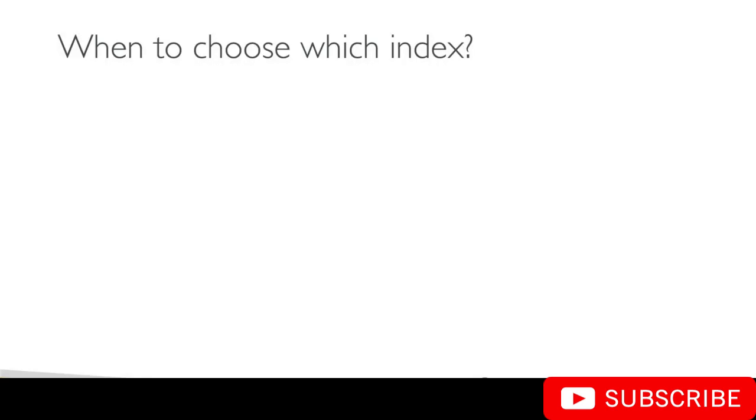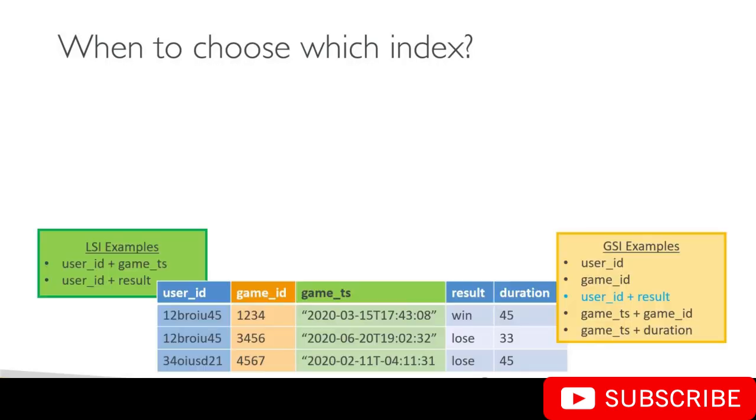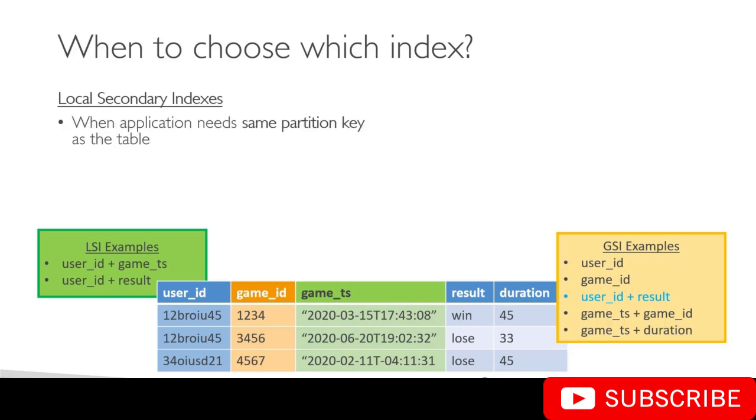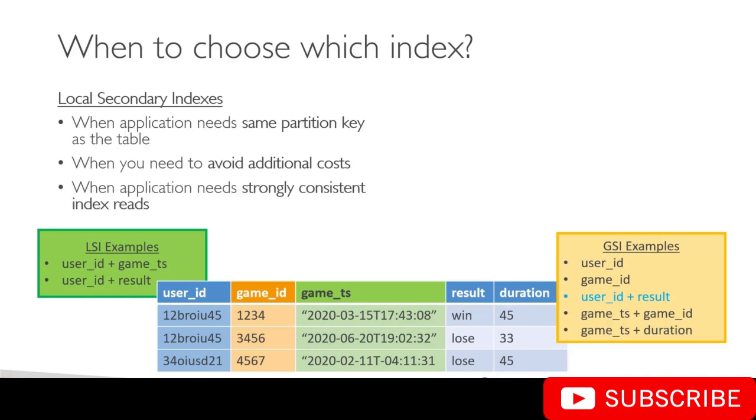Now let's quickly look at when to choose which index. So here we have our gameplay table, with some examples of LSIs and GSIs. First, let's look at the local secondary indexes. You use local secondary indexes when your application requires the same partition key as the table. And since local secondary indexes use the same provisioned capacity as the table, when you need to avoid additional costs, you would choose LSIs. And when your application needs strongly consistent reads, then again you will use the local secondary indexes.